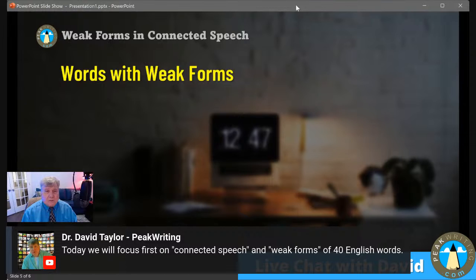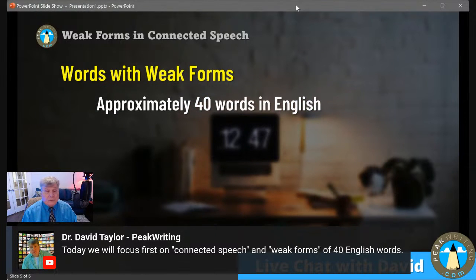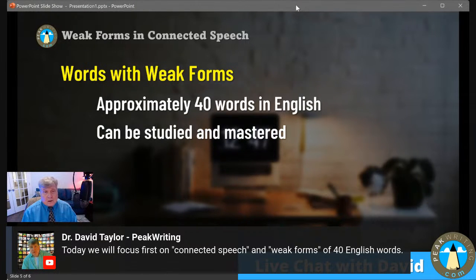So let's talk about words with weak forms. As I said earlier, depending upon how you count them, there are between 30 to 40 of these words with weak forms in English. And that means that this group of words, relatively small group of words for you language learners, can be studied and mastered.